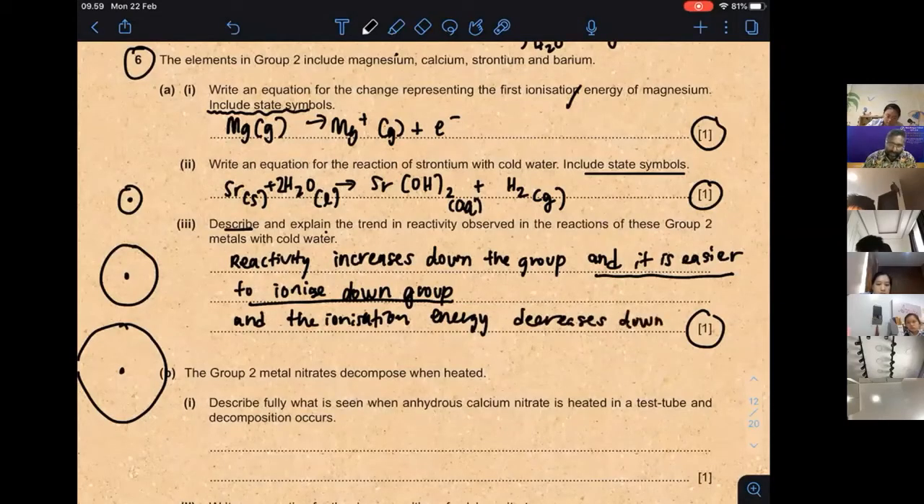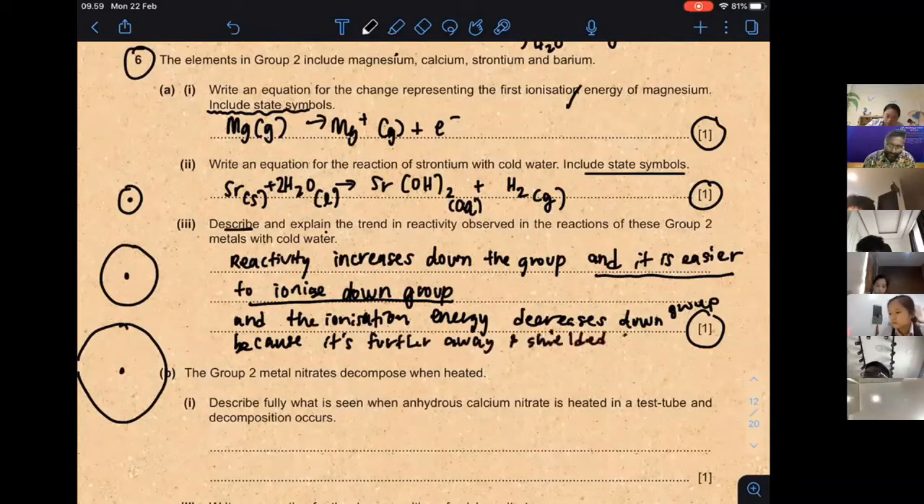Since it's only 1 mark, you can leave it like this, but normally I will include why: because it's further away and shielded more from its nucleus. This is normally what I will write if it is 2 marks given.